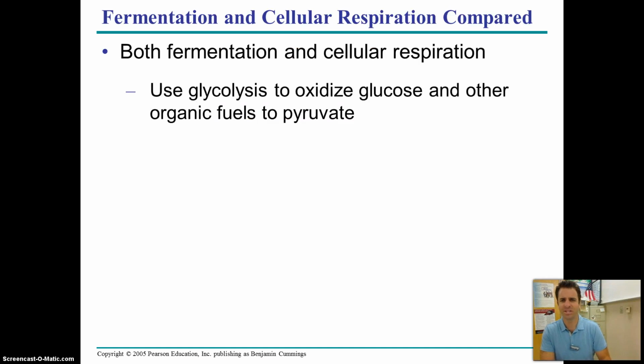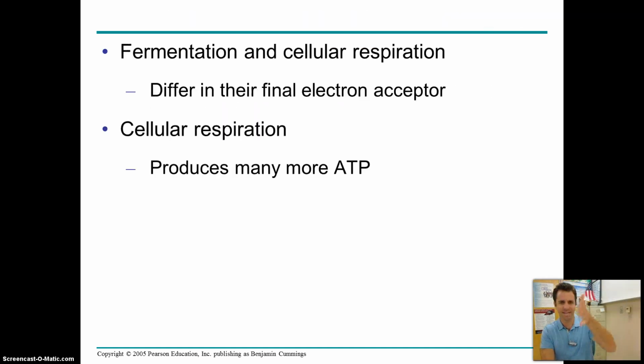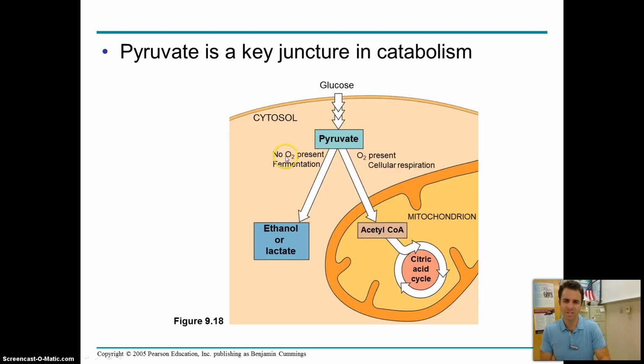So both fermentation and respiration use glycolysis. It's kind of that middle ground. They differ in their final electron acceptor, that is fermentation and respiration. And respiration produces many, many more ATP, on the order of 18 times more. So the main juncture, the point at which there's a split, which way are we going to go, is from pyruvate either to ethanol or to acetyl-CoA, depending on if oxygen is present or not.